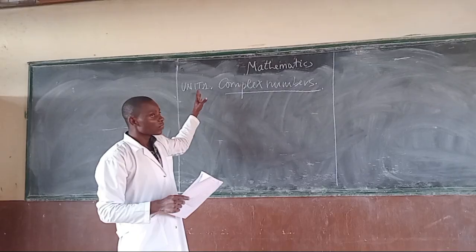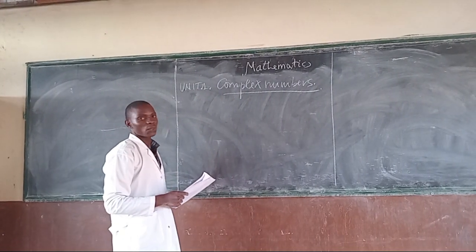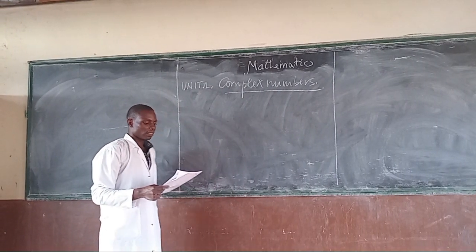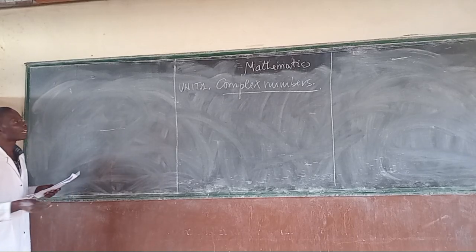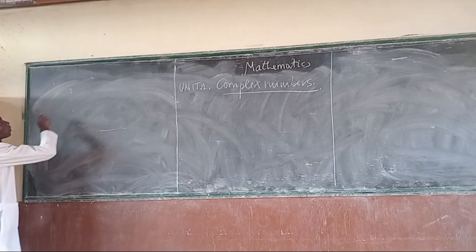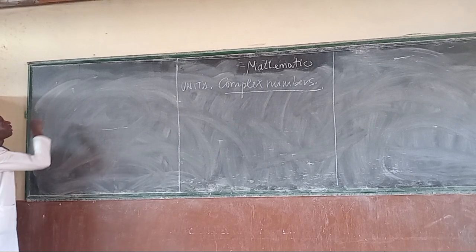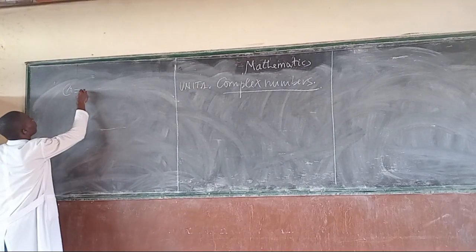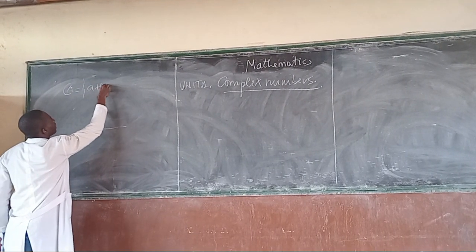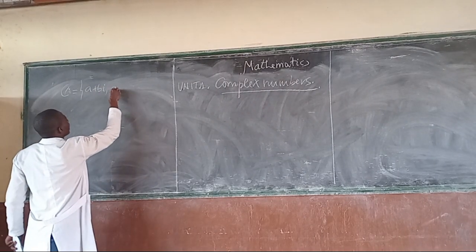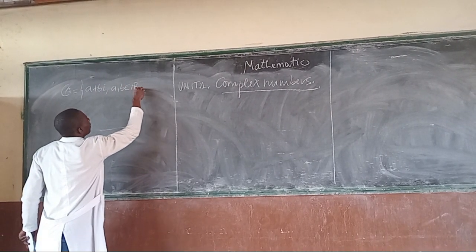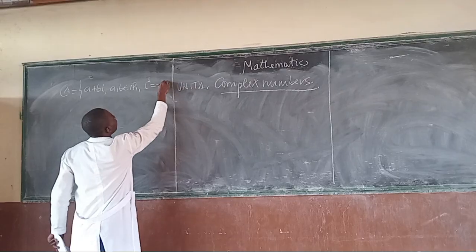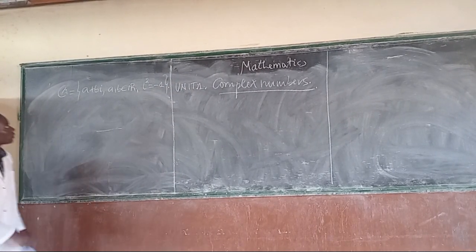Now, as you know, last time when you were here at school, we discussed different concepts about these complex numbers. By revising, you must know the concept of complex numbers. We have seen that this set C is made up of a plus bi, where a and b are real numbers, and i squared is equal to negative 1.